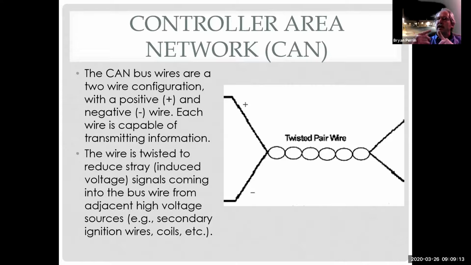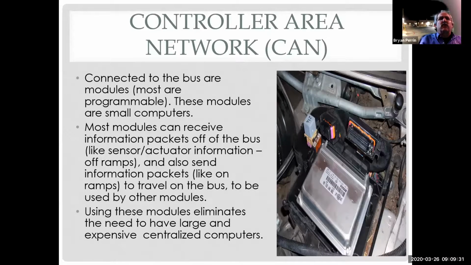It's not just the twist of the wire, but it's twisted at a certain number of twists per inch because they're concerned about a certain frequency range of interference. And so that's kind of interesting about twisted pair. There's actually a lot of science that goes into that and how many twists per inch. The control area network connects the bus. Our modules, most are programmable. These modules are small computers.